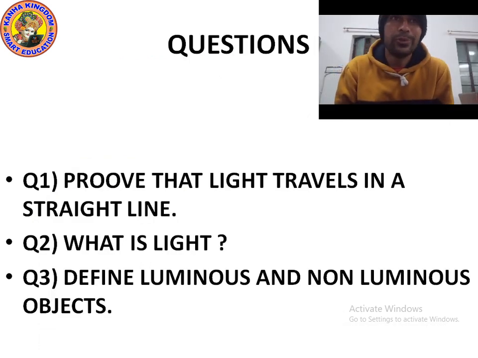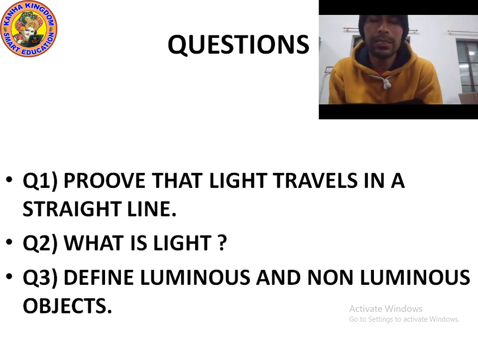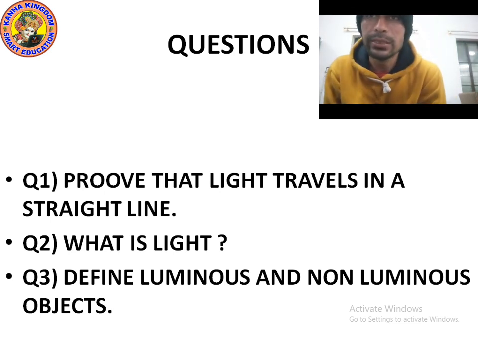It's time to ask questions. Question number 1. Prove that light travels in a straight line. So light always travels in a straight line, and this can be proved by a simple experiment. For this you will have to take a cylindrical tube, a tube which can bend, for example the tube of a water pipe, which can be easily bent.